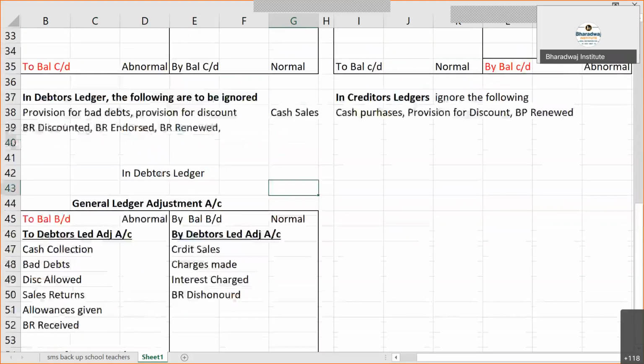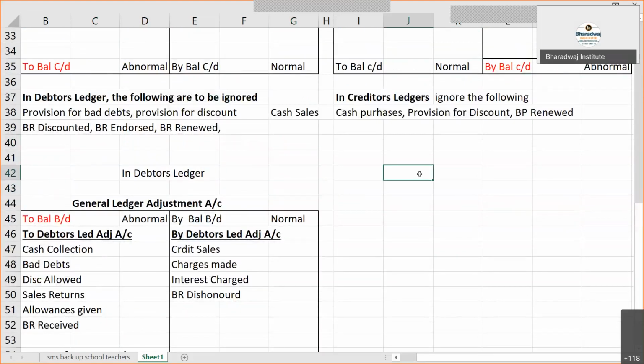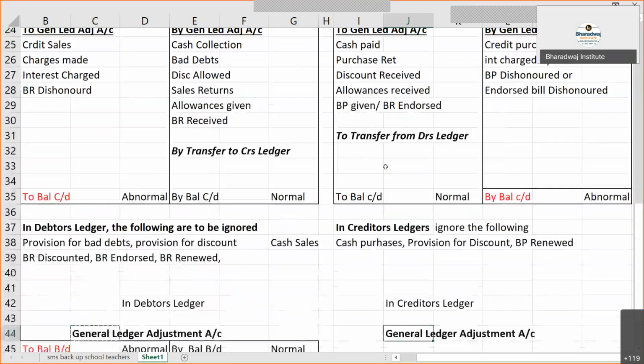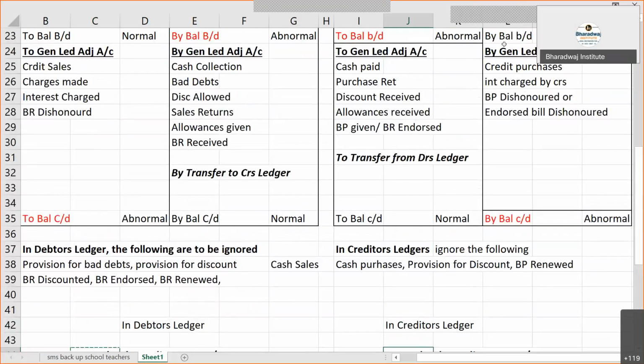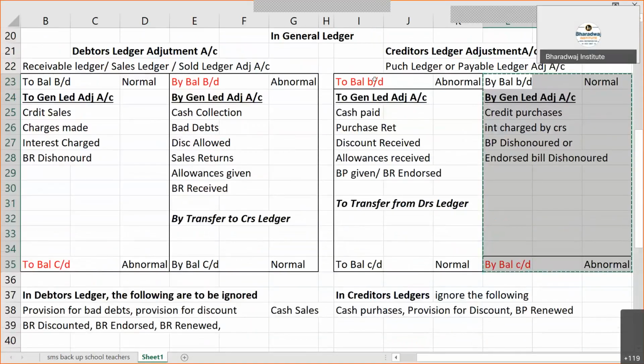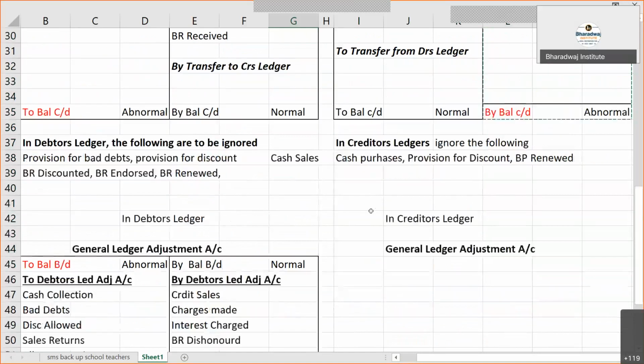Same way, in creditors ledger, we are going to prepare the general ledger adjustment account. Just a mirror image of what we have done in creditors. Whatever is credited here, it is going to be debited, and whatever is debited, it is going to be credited, like that. So if you understand this preparation, the other part preparation is easy.